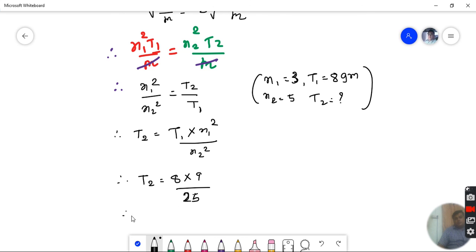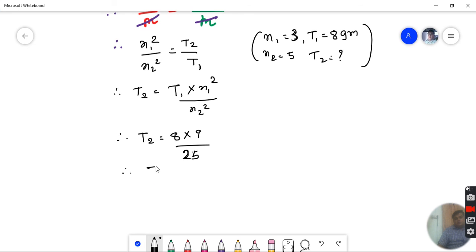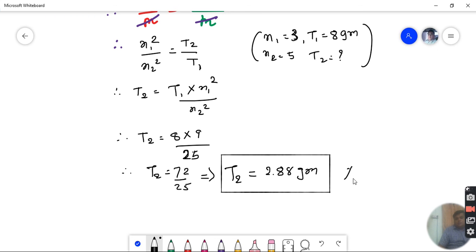Therefore T2 equals 72 divided by 25. T is the tension, acting on the second side. T2 equals 72 divided by 25. Your answer is 2.88 gram. This is your final answer. Okay, thank you.